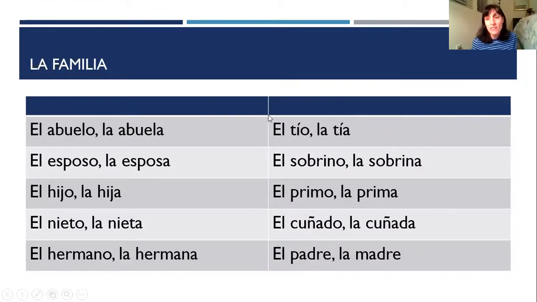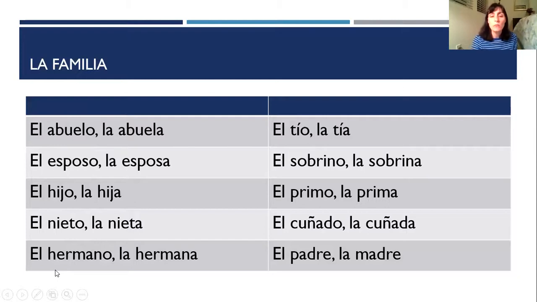All right, now some things are easy to know whether it's masculine or feminine, like the family vocabulary. A lot of these follow the rules where if it's O, it's masculine, if it's A, it's feminine. For example, grandfather is el abuelo. Grandmother is la abuela. The husband, el esposo, the wife, la esposa. The son, el hijo, the daughter, la hija. The grandson, el nieto, the granddaughter, la nieta.